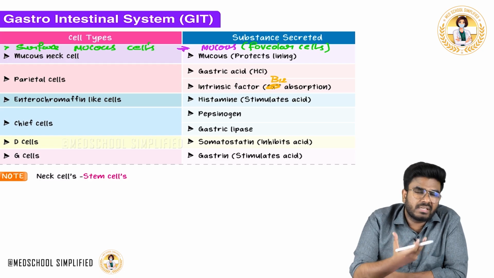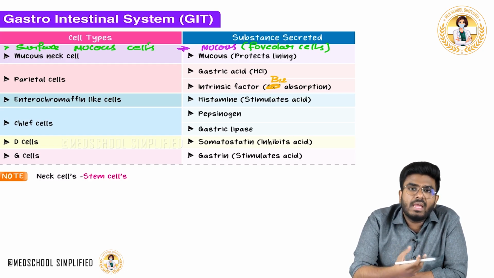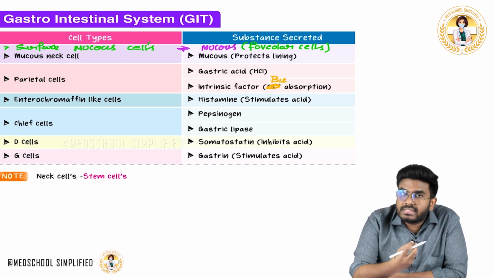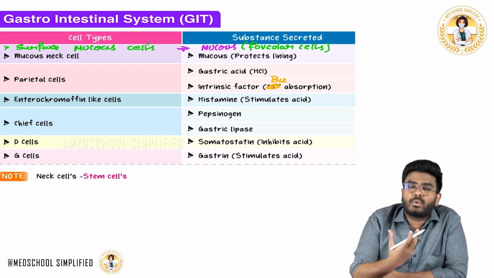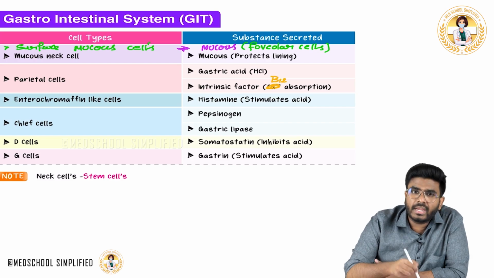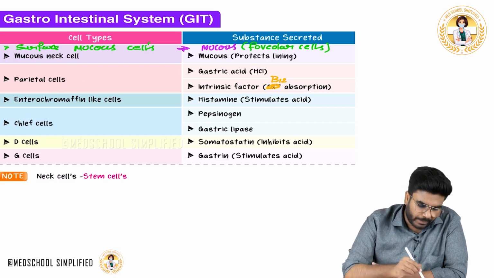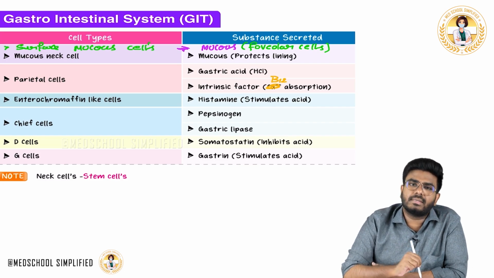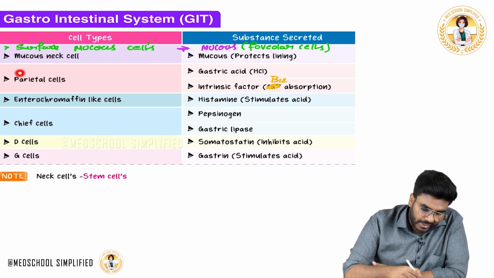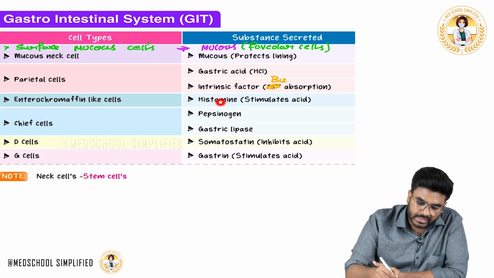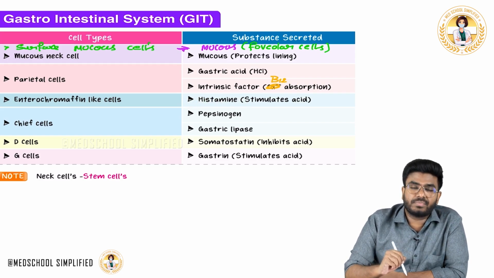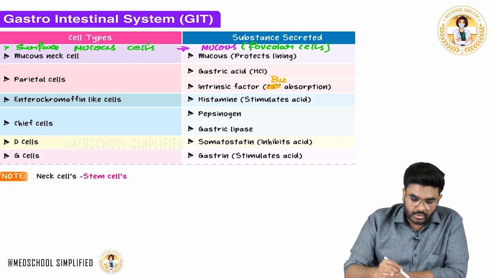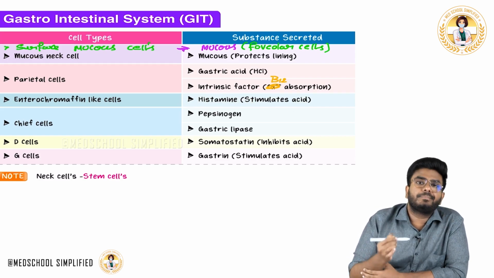Not only that, from your basics in pharmacology, you would have studied that the parasympathetic nervous system, the vagus nerve, releases acetylcholine, and acetylcholine increases acid production. So parietal cells can be stimulated by acetylcholine and they will release acid. They can also be stimulated by histamine. H2 receptors are present on the parietal cells, so histamine is a stimulus for the acid.